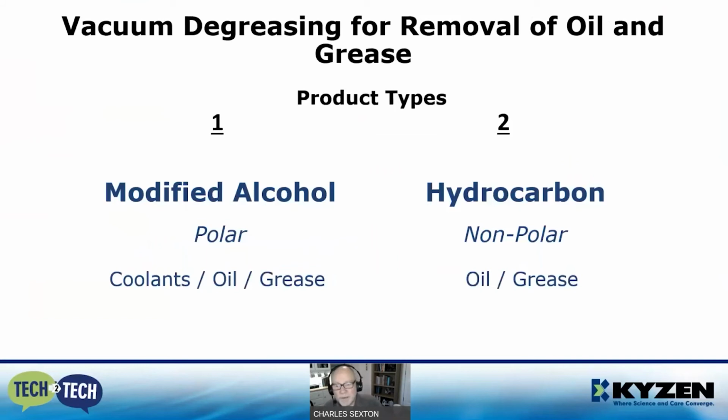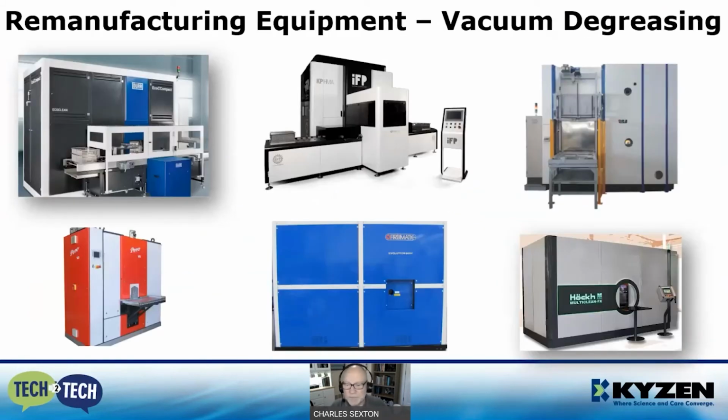A couple of slides on the vacuum degreasers. There are two different solvents, modified alcohol and hydrocarbon, which again address the oil and grease on the front end, and they're often used at the very end of the process as well to meet millipore specs. One of the solvents, the modified alcohol, is polar. The hydrocarbon is nonpolar. These are some examples of some equipment that are used in this application.